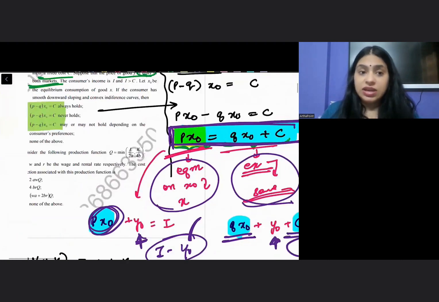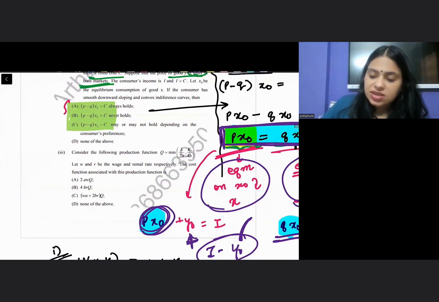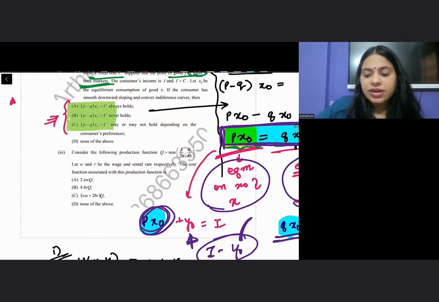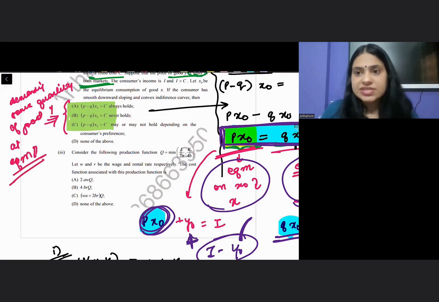So ideally, if I think carefully, the question is asking whether you will be demanding the same quantity of good Y at equilibrium. Will you be consuming the same amount of good Y at equilibrium or not? It is indirectly asking that. Am I making sense? Okay.